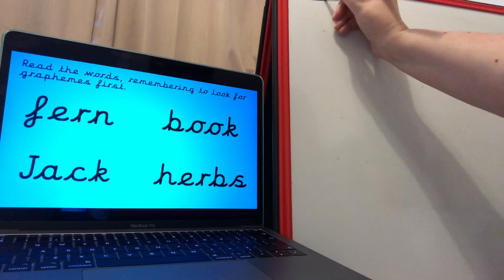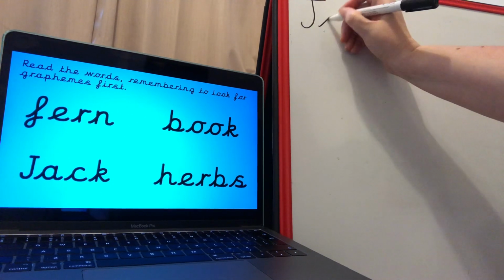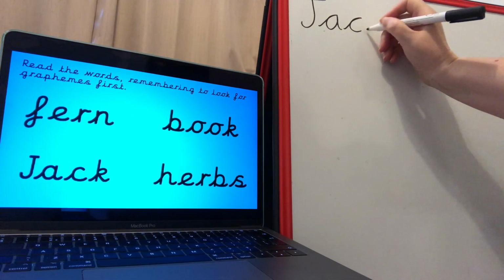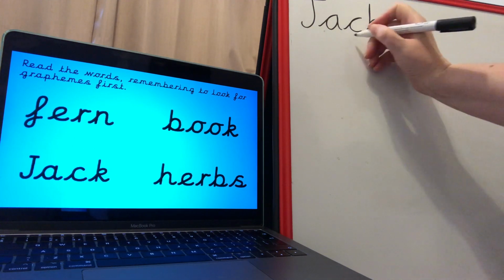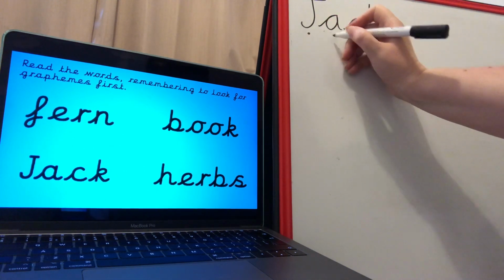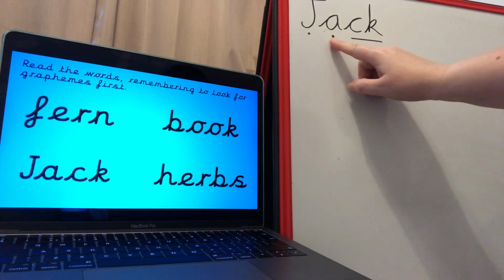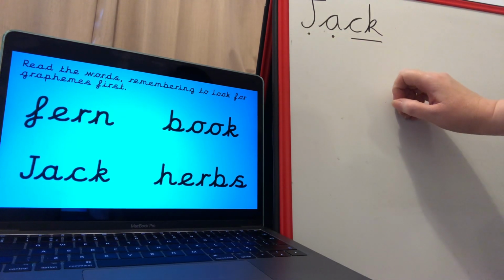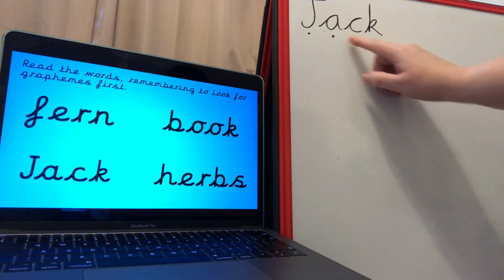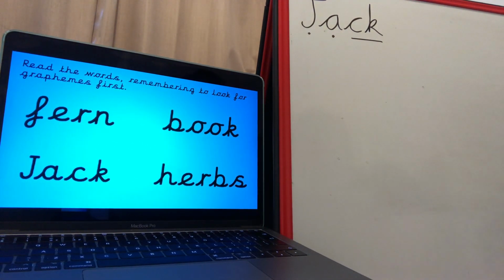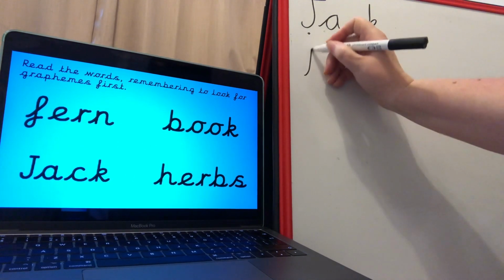Okay, so the first word I asked you to do was this one. It's got a digraph at the end. Can you segment and blend it with me? Jack, jack, jack.